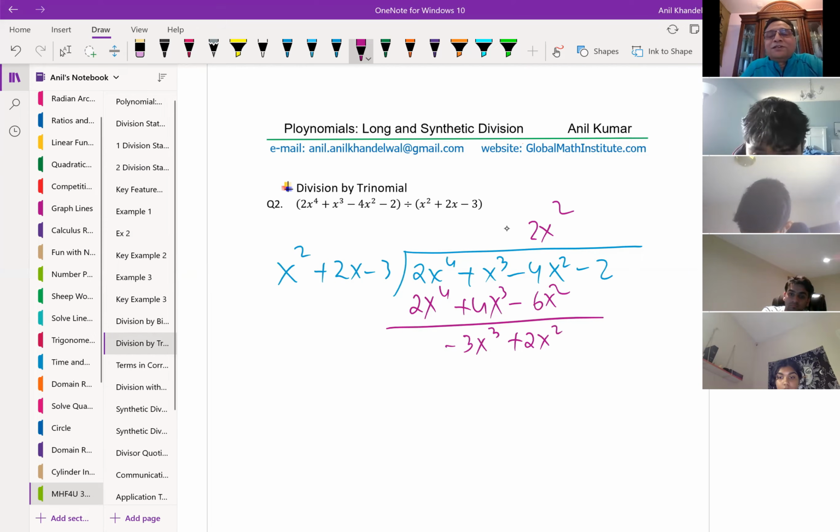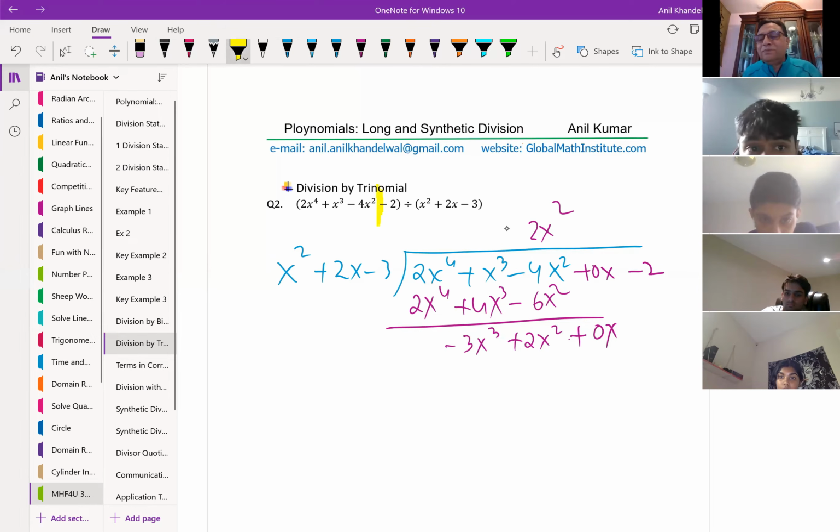There is a placeholder which is missing, right? Do you see? So I should have put here plus 0x, and then minus 2. Do you see that? Because when I wanted to get the next number, it was missing. That x term was missing, so you have to put a placeholder here. That position for x was missing, correct? So we placed a placeholder. Now we'll continue.